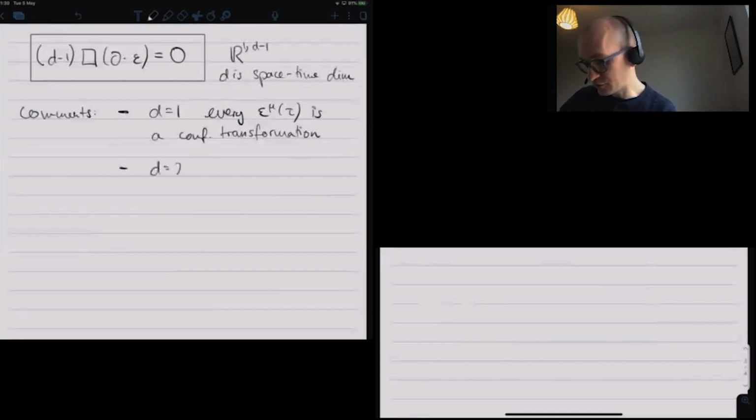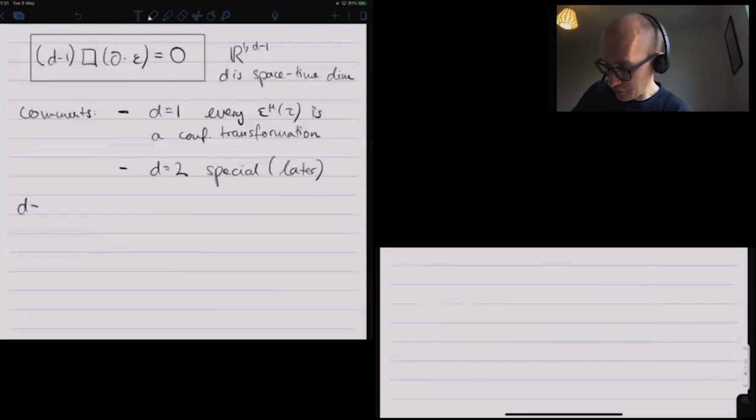Also, D equal to 2 will be special. That is not so evident from this equation, but we will see that later. Now for D greater than 2, this is what we're going to focus on for now. As I said, we will make some more comments on the low dimensional cases.